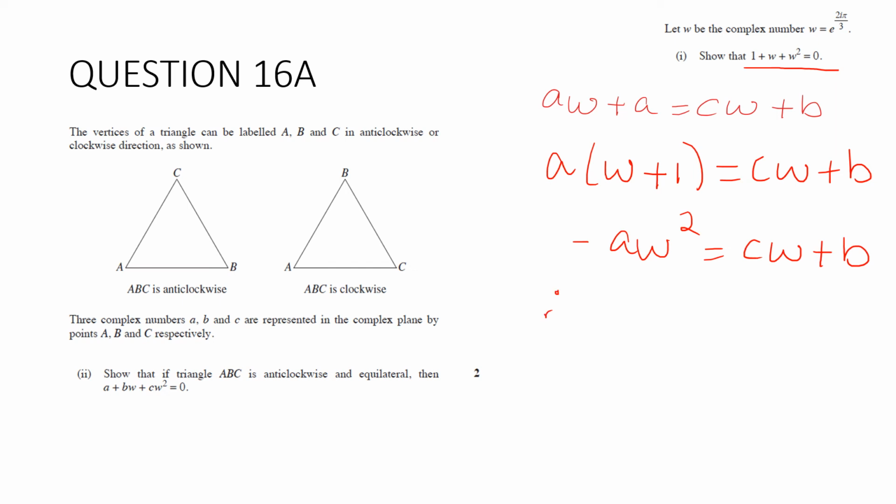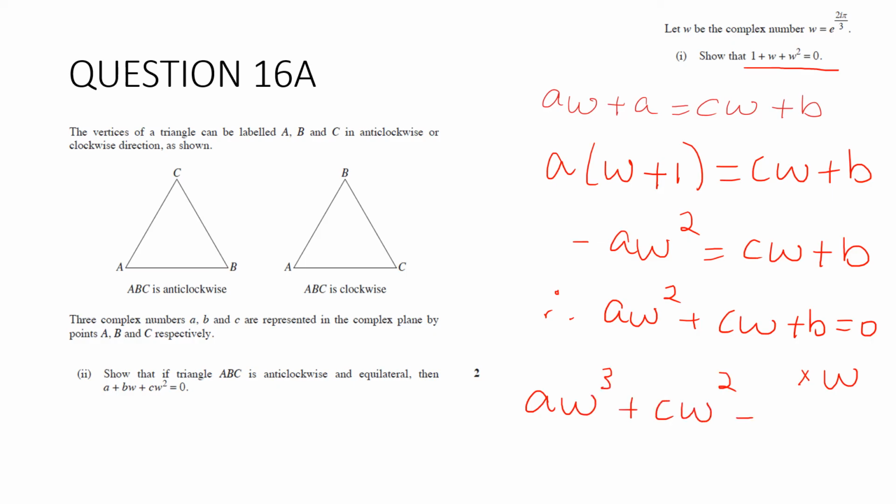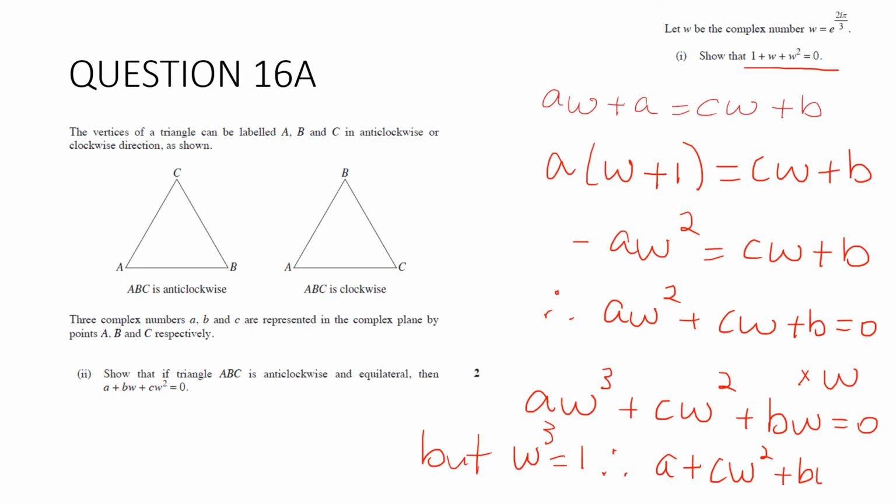Or AW squared plus CW plus B is equal to 0. Multiply everything by W, we get AW cubed plus CW squared plus BW is equal to 0, but W cubed is equal to 1. Therefore, A plus CW squared plus BW is equal to 0.